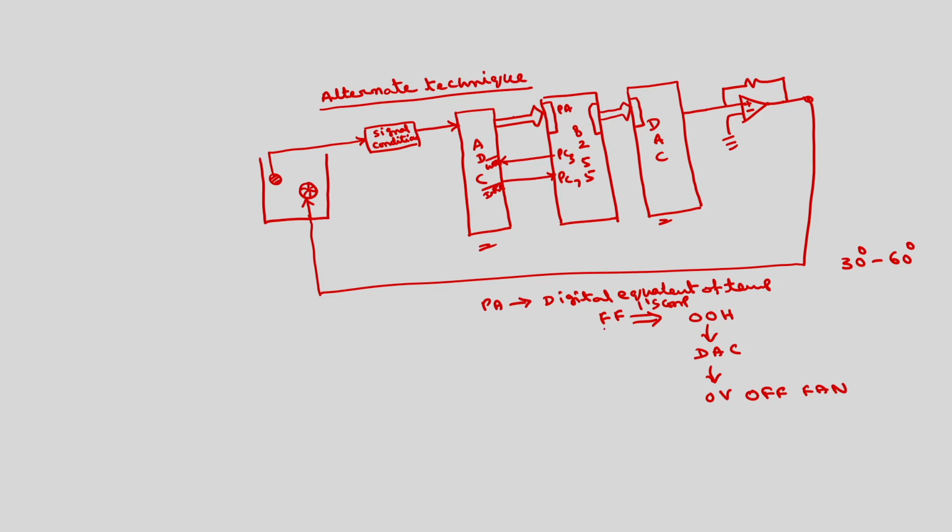On the other hand, if this is 00H, the digital equivalent 00H means the temperature is almost 0. So, I will again take the ones complement of this one, so that it becomes FFH. This I will convert with the DAC, and we will get the maximum voltage, plus 5 volts, and this will run the fan at highest speed.